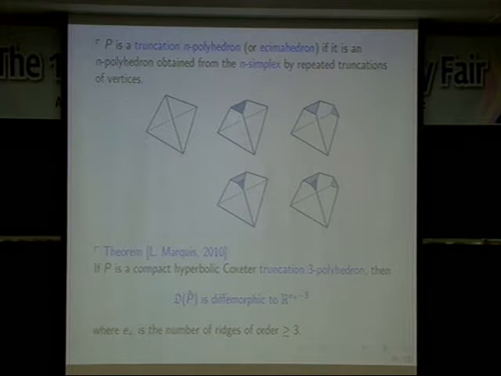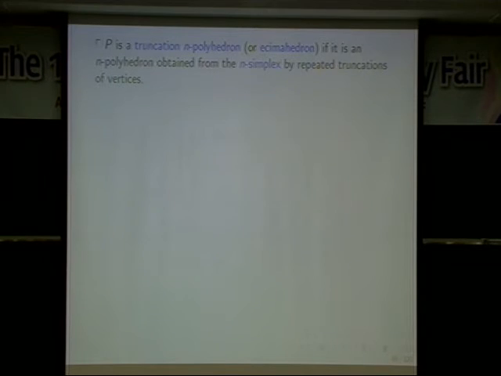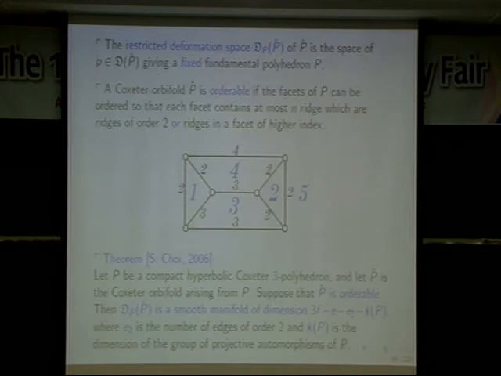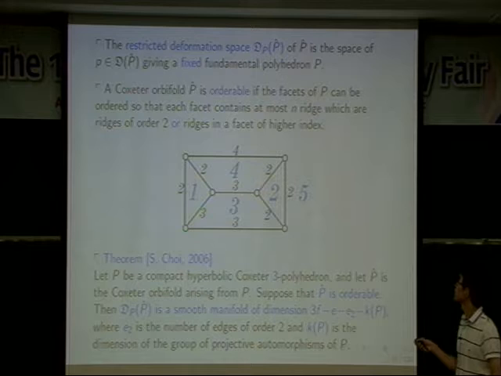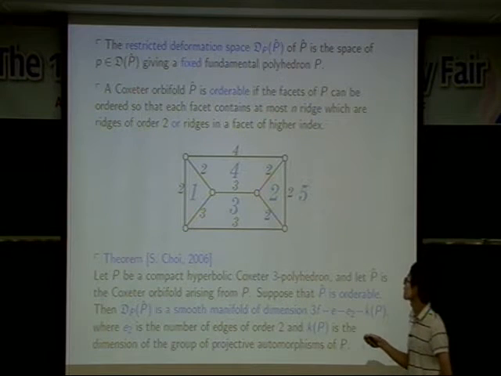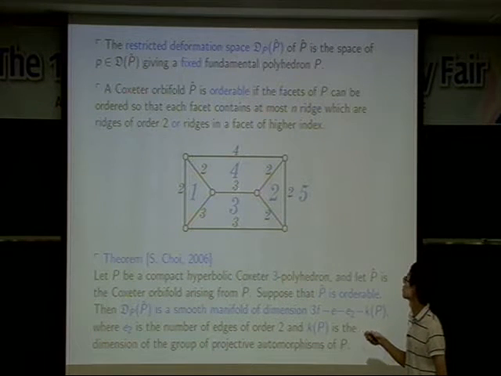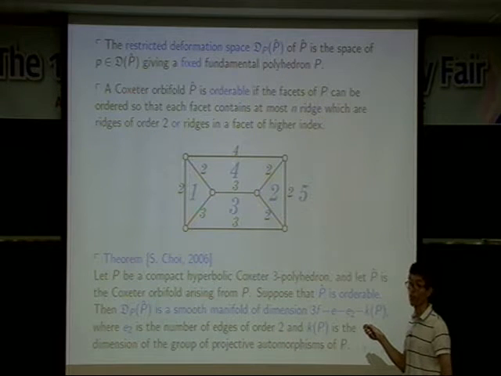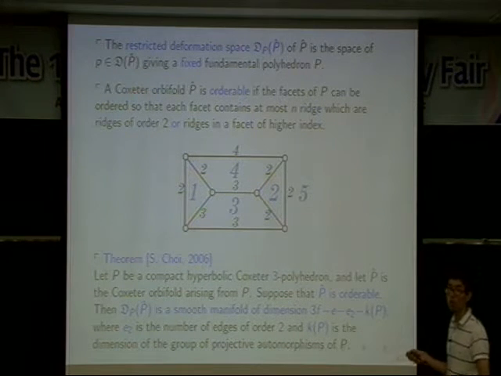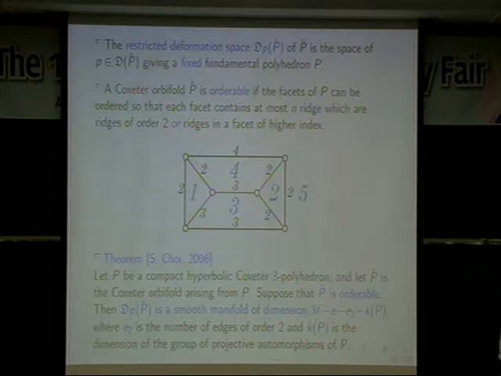So if you consider this example, this is a truncation polyhedron. We just count the number: 1, 2, 3, 4. 4 minus 3 is 1. Okay, the total deformation space is just R.